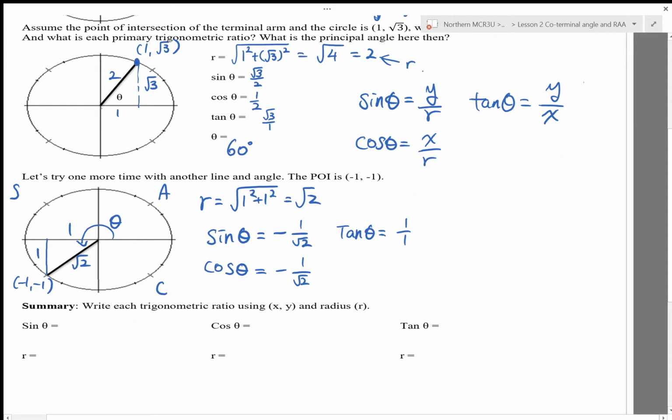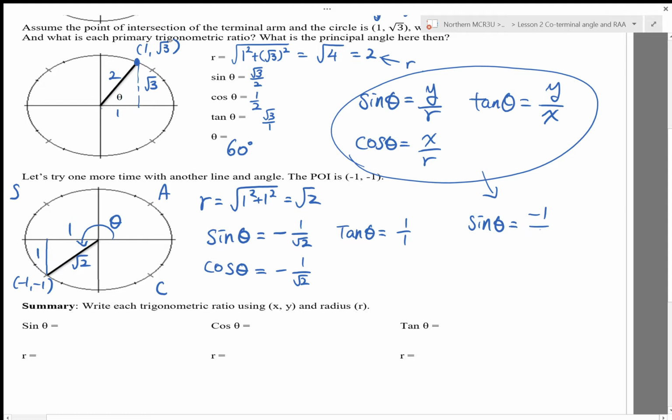Using this formula only, I'm going to get sine theta as y over r. So in this case, my y is negative 1 over r, which is square root of 2. The cosine theta then is x over r, which is again negative 1 over square root of 2. And lastly, tangent theta is y over x, which is negative 1 over negative 1. But this is actually just 1 over 1, since the negative signs cancel each other out from the numerator to the denominator.